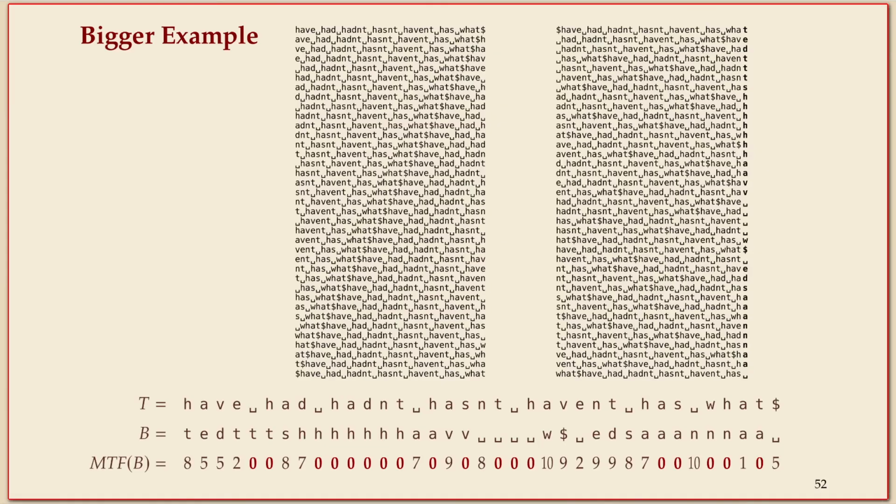To show this in action, here's a bigger example. So this is this bigger text, and here's its BWT. You see the matrices up here. And then I also applied the move to front to this one. And I think we'll discuss this at the end.